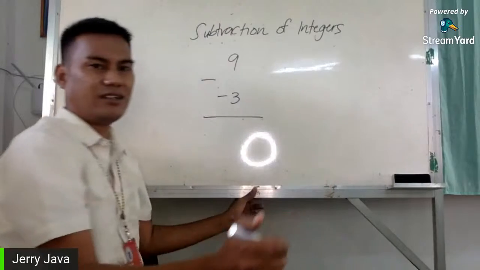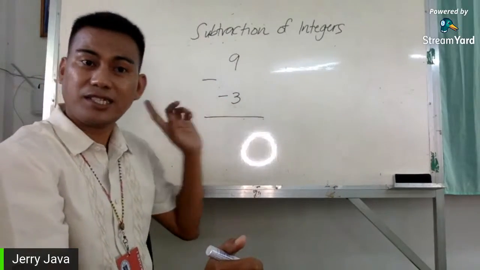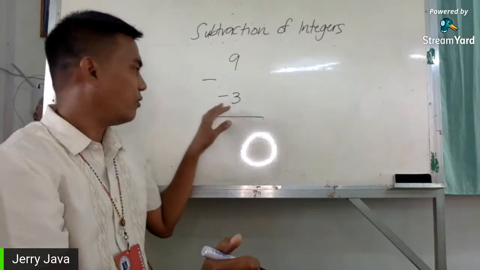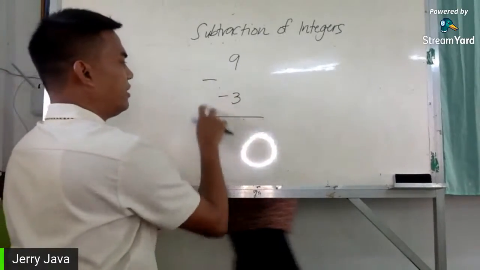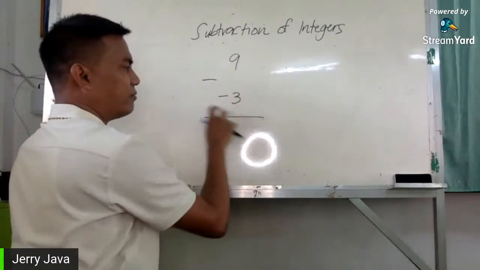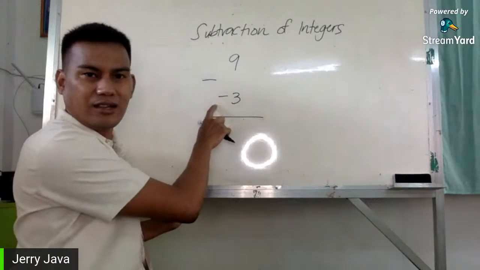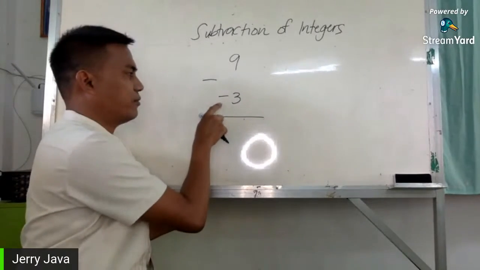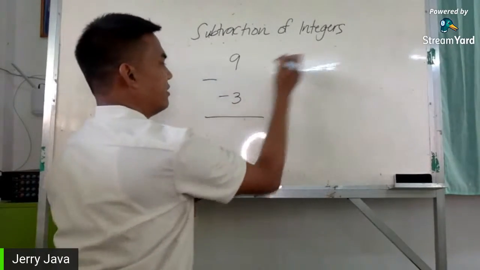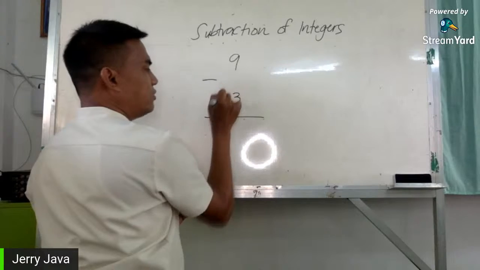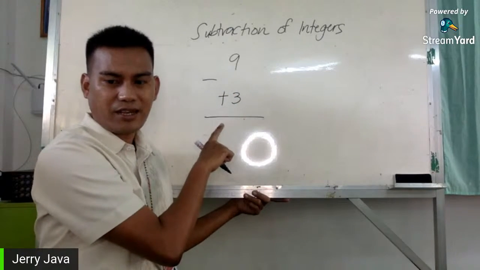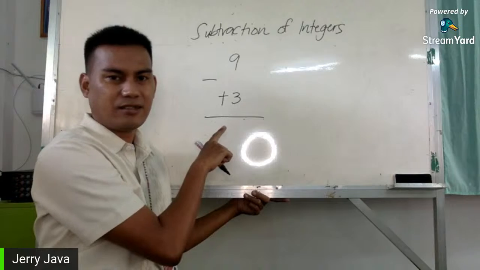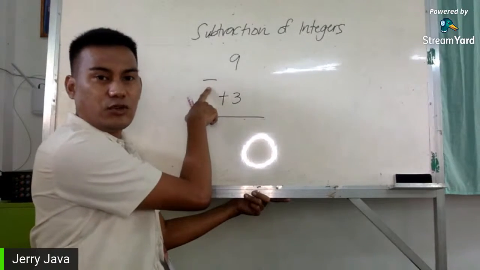Change the sign. If it's negative, change it to the opposite sign. What's the second number in 9 minus negative 3? It's negative 3. Change the sign. This will become positive. Okay? Focus here. Then proceed to addition.